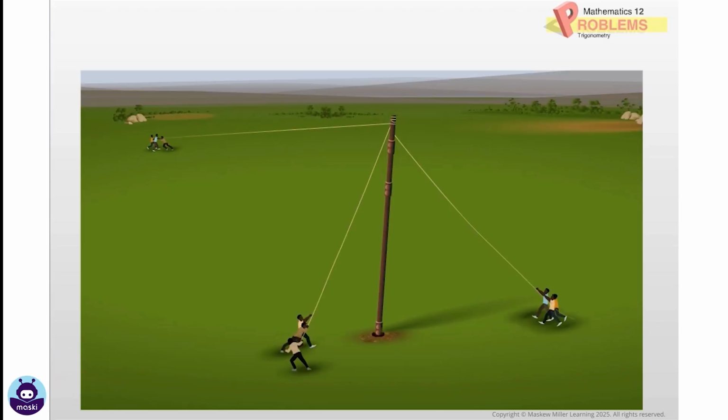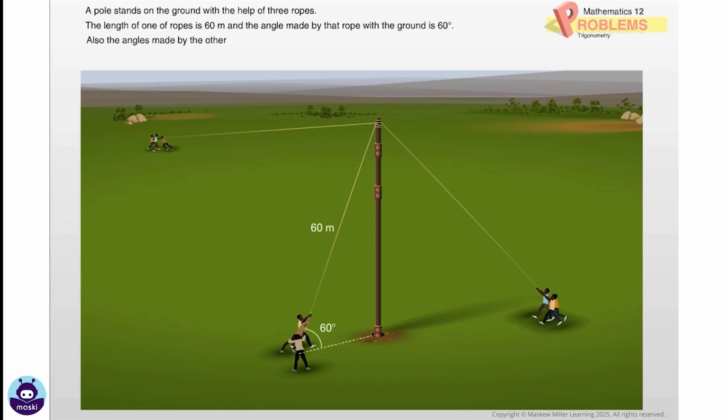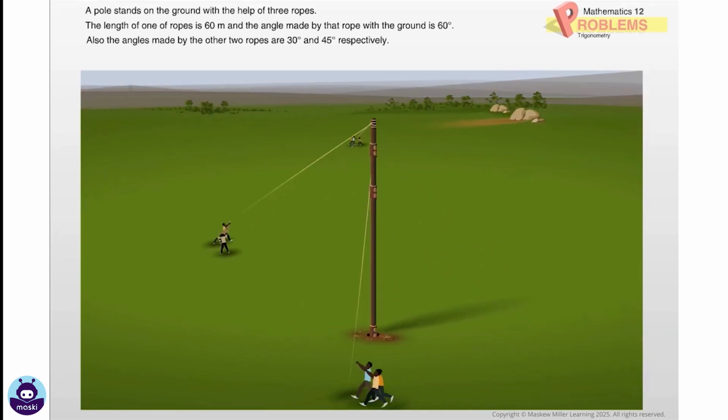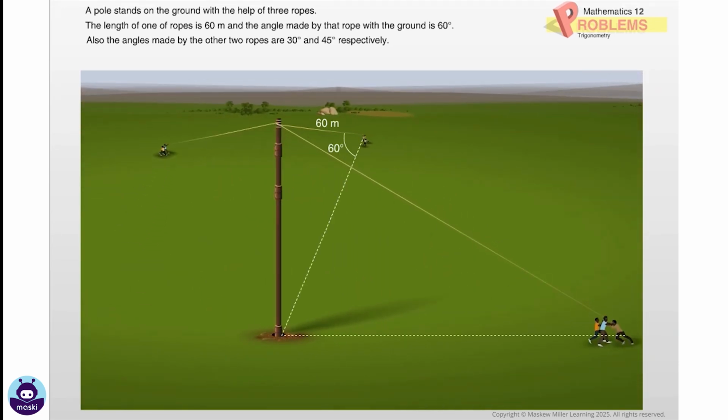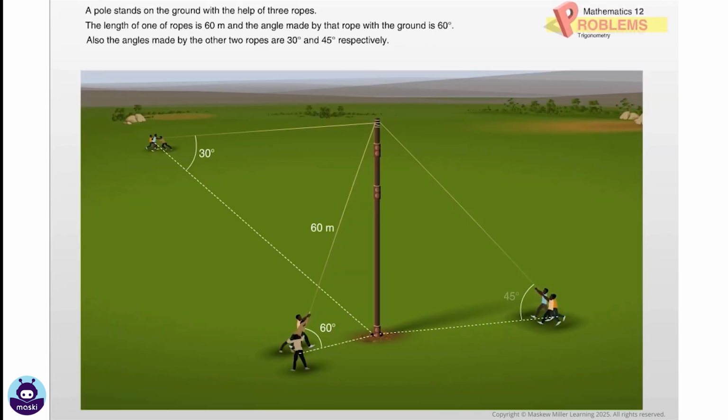A pole stands on the ground with the help of 3 ropes. The length of one of the ropes is 60 meters, and the angle made by that rope with the ground is 60 degrees. Also, the angles made by the other 2 ropes are 30 degrees and 45 degrees respectively. Find the height of the pole and lengths of the other 2 ropes.